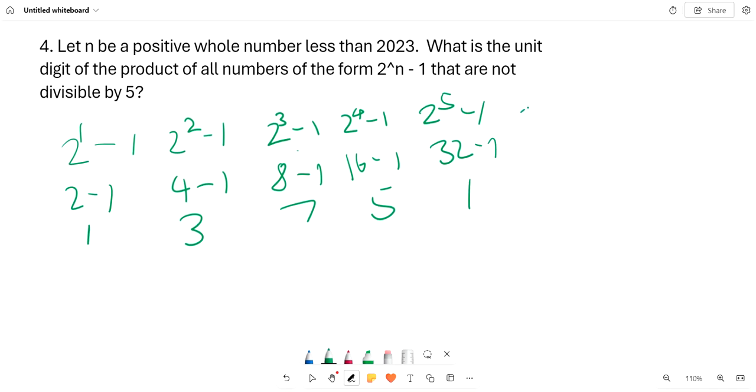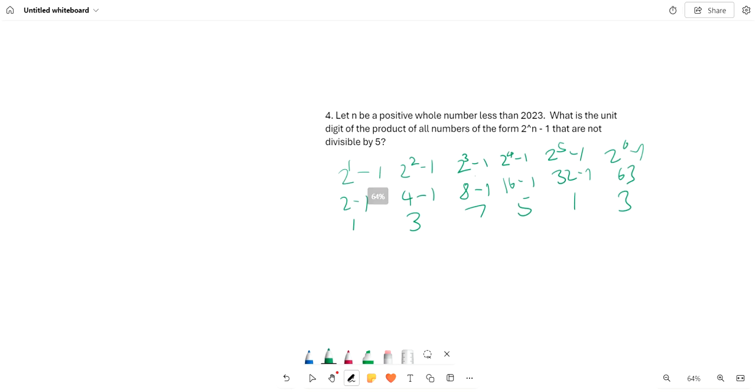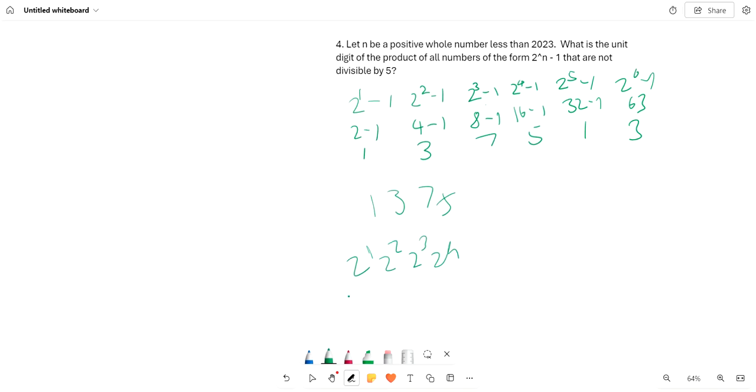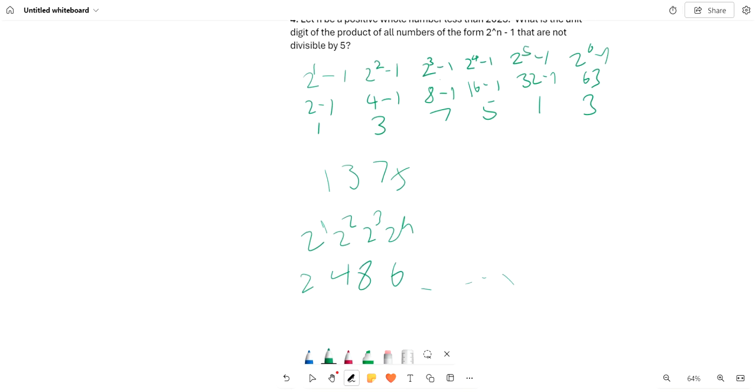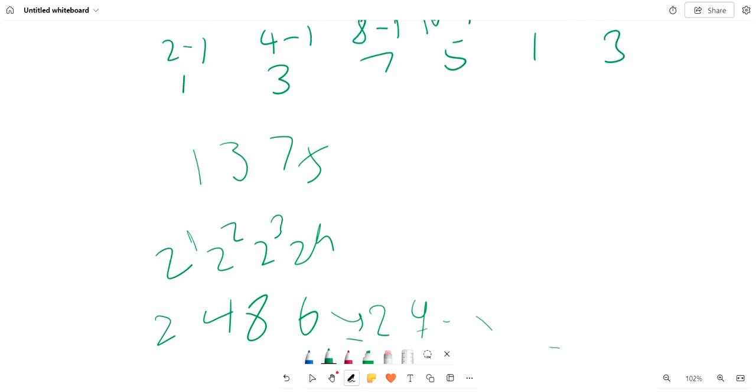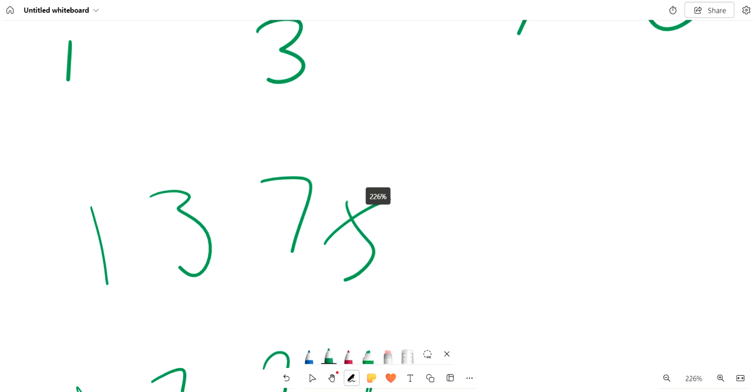And we just keep doing this with 2 to the 6 minus 1, that's just 63, so it's just 3. And then we realize that if we keep doing this, it'll just be in a pattern of 1, 3, 7, 5. Because if you have 2 to the 1, 2 squared, 2 cubed, and 2 to the fourth, you have 2, 4, 8, and 6. And they just keep going on and on. Because you multiply by 2 every time, this repeats the cycle with 2, and it follows with 4. So it's just going to be a cycle of 4 every time, and we're minusing 1, so just 1, 3, 7, 5 as our pattern.